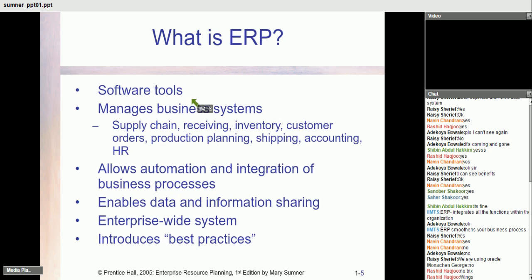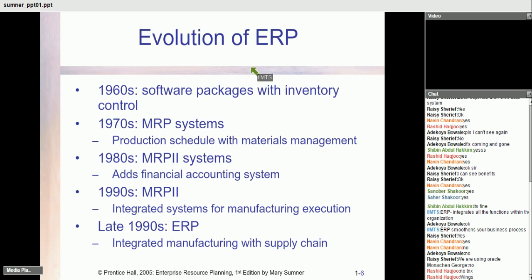Then what is ERP? It's a software tool. It manages business systems such as supply chain, receiving, inventory, customer orders, production planning, shipping, accounting, HR. So it manages all the business systems. It allows automation and integration of business processes. It enables data and information sharing. It's an enterprise-wide system. It introduces best practices.